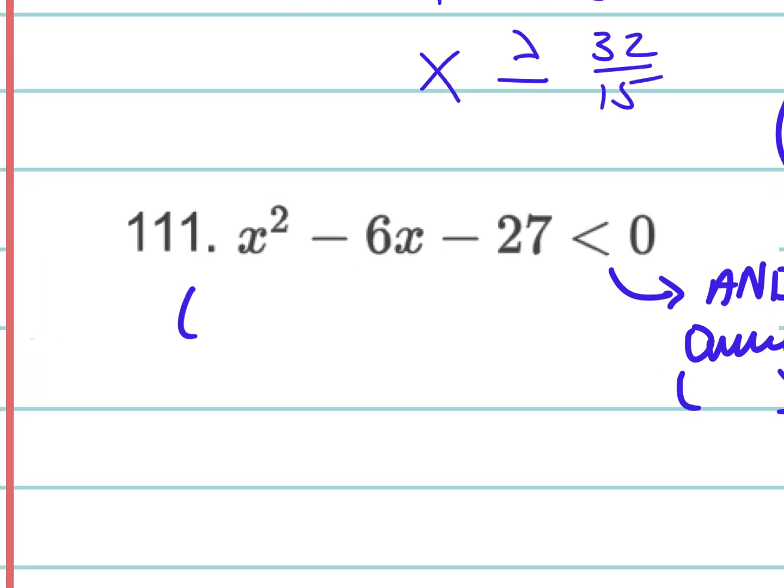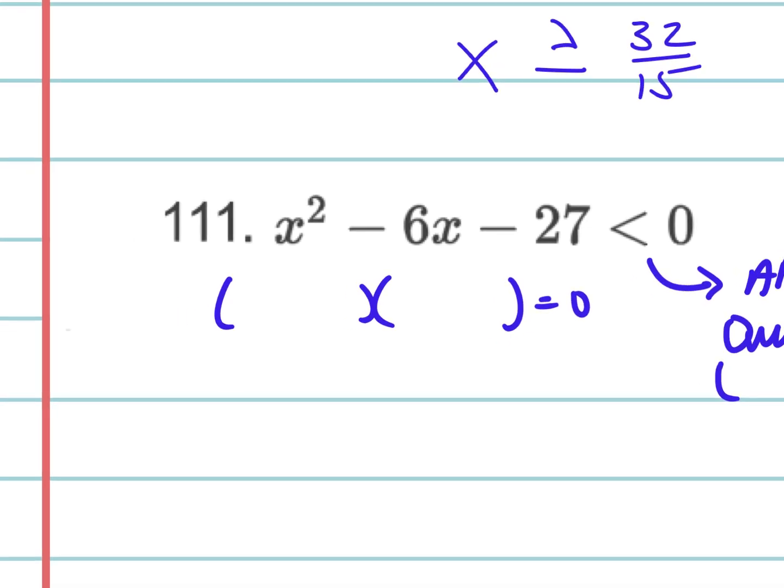So now we can go ahead and factor. What are the factors of 27 that are going to multiply to give me negative 27, but add to give me negative 6?